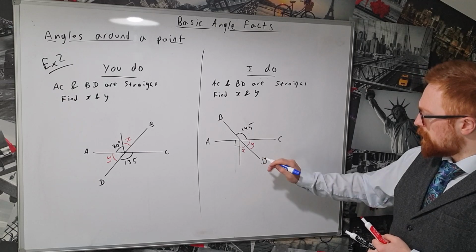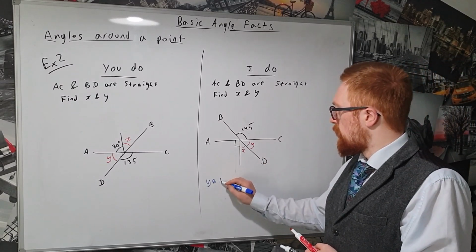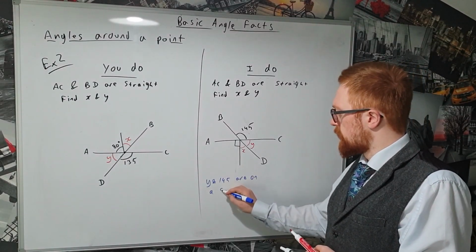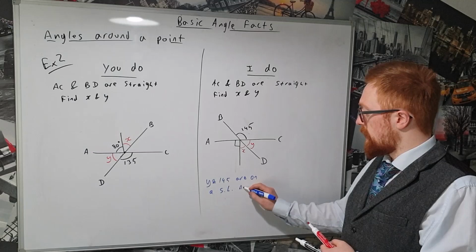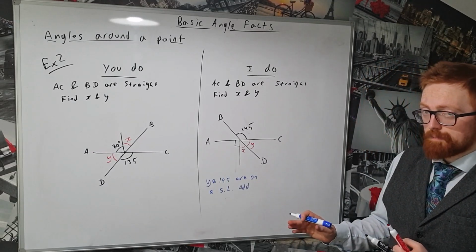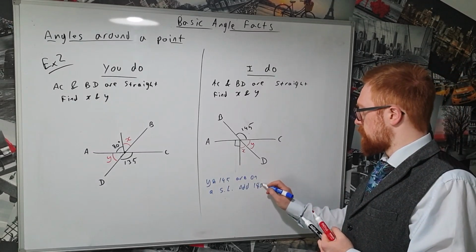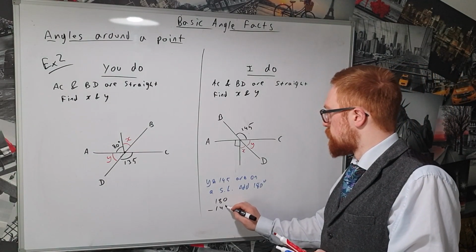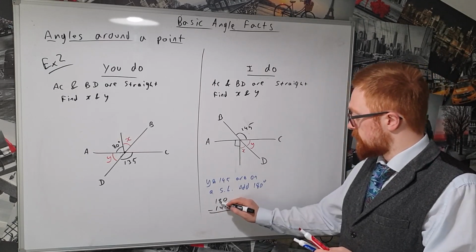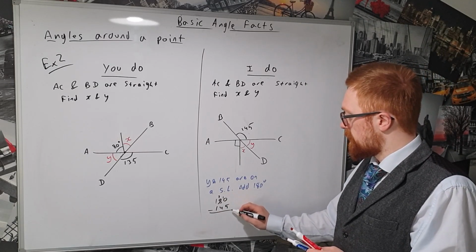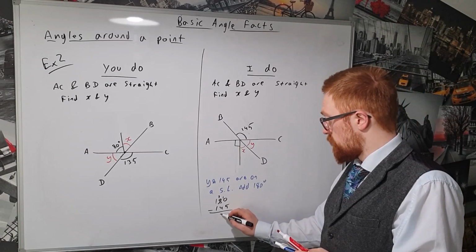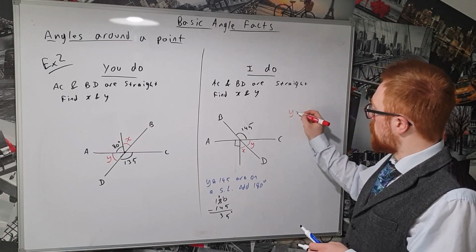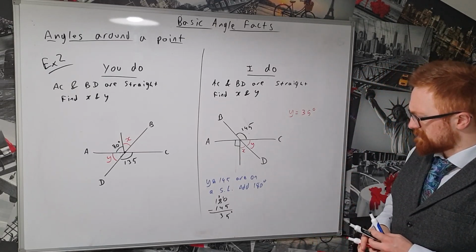So what we can say first is that Y and 145 are on a straight line. So that means they add to, remember what they add to? 180, correct. 180 degrees. So to work out what Y is, we do 180, we subtract 145, and that, again, we borrow 1 from there, 35 degrees. So I know that Y is equal to 35 degrees.